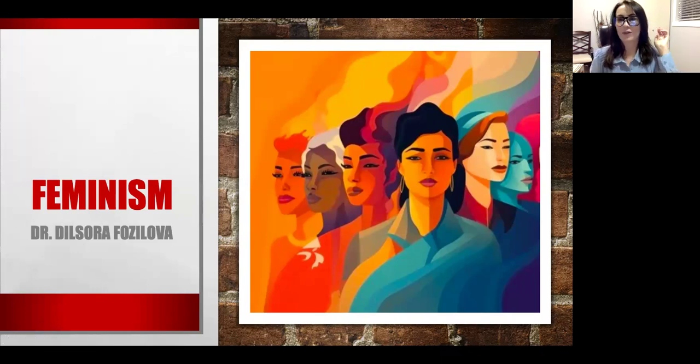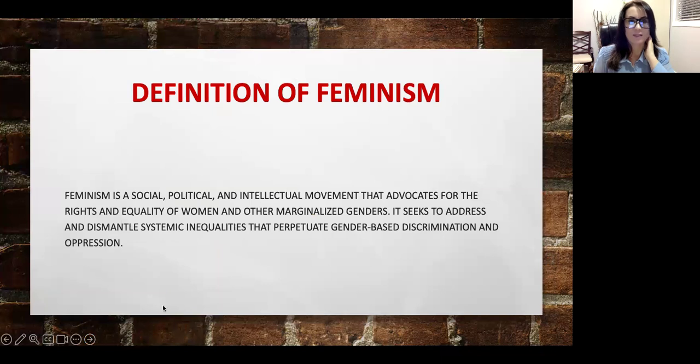Feminism. While I was looking for an image for the front page of the PowerPoint, I found this very empowering, colorful image that represents all kinds of women in society. So, what is the definition of feminism? Usually, I tell my in-person classes that I really don't like definitions. But we can pay attention to the parts of definitions that provide some understanding of what we're talking about. Otherwise, you will just read it and forget it very fast.